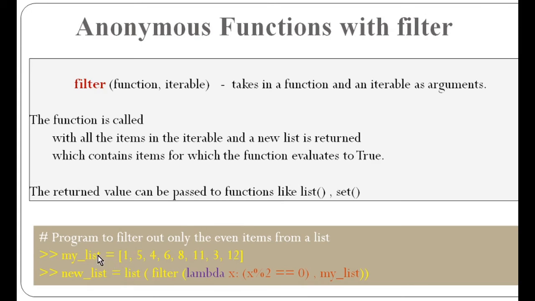This is an example. I have a list of numbers, and then I'm using this filter along with the lambda. Lambda takes one argument, and then I am calculating that x mod 2 is equal to 0. This is a function, and this is the next argument for the filter. So for all the elements in my list, this function will be evaluated, and those elements which satisfy this function will be returned, and it will be returned to list.